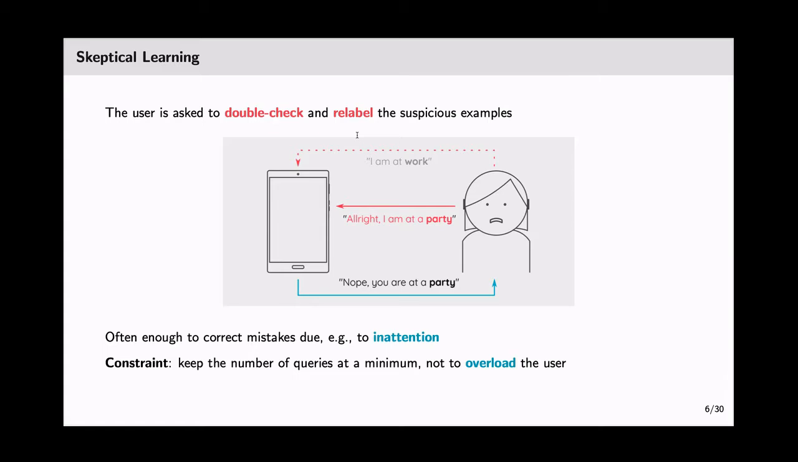However, one constraint that we have is that we need to keep a limited number of questions. So we cannot bother the user too much. We don't have to overload the user with too many questions. Otherwise, the user might leave the application.